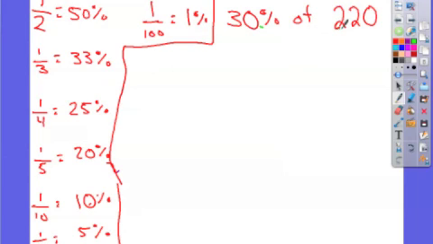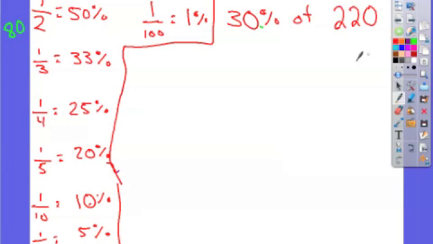I'm looking at this and I'm thinking 30% of 220. This is our first problem. If 50% would be half, which would be 110, we've got to go a little lower than that. So my guess is, how about 80? Okay, I'll put that in the corner. We'll see how close I am.